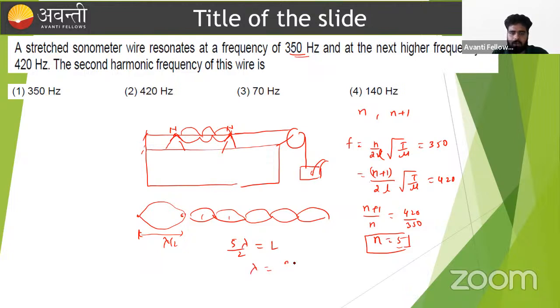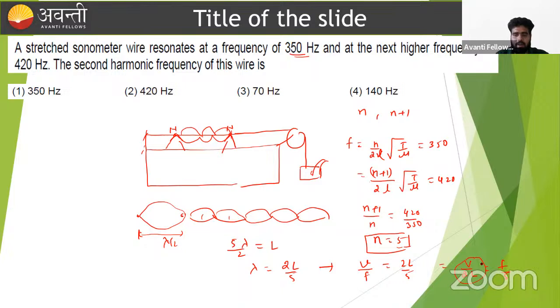Here lambda can be written as 2l upon 5, and lambda is also written in the form of velocity and frequency. We can say this is nothing but velocity upon frequency. So that is 2l upon 5, and we can also write v upon 2l as f upon 5. What is the meaning of v upon 2l? We can say that is the fundamental frequency.